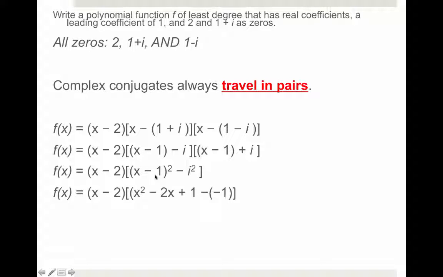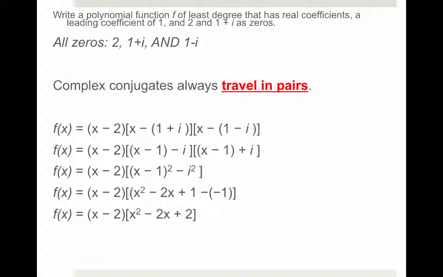If you remember the shortcut for FOILing from earlier sections, that's great. If not, you might have to do it off to the side a little bit. So this is me just simplifying. Then I'm going to start combining like terms in the far right parentheses. So you get x minus 2 times x squared minus 2x plus 2. There are no longer any i's in your problem, which is what you want. If you end up with an i in your answer, then you have to go back and fix it.